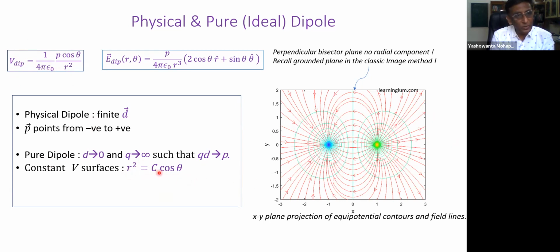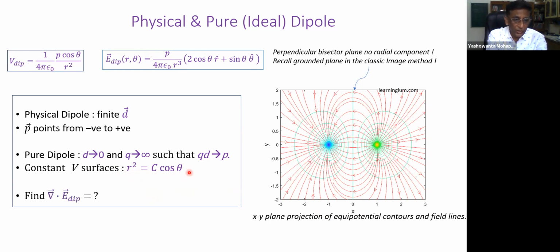You have learned how to do this in polar coordinates. But this is only in one plane. Then I rotate it around the symmetry axis in phi to get the whole equipotential surfaces. But it is important to remember that r square equals c cos theta gives you the polar contour line, which has to be rotated around the symmetry axis to obtain the equipotential surface.